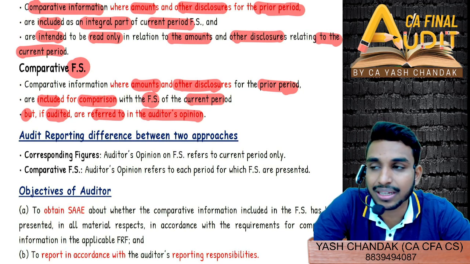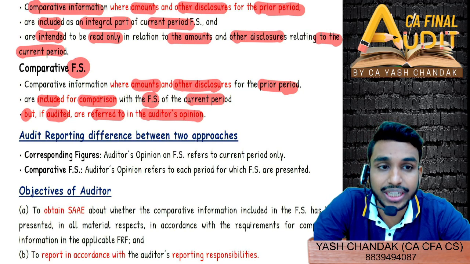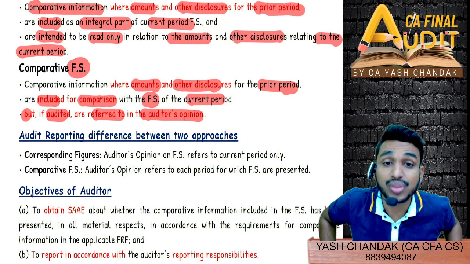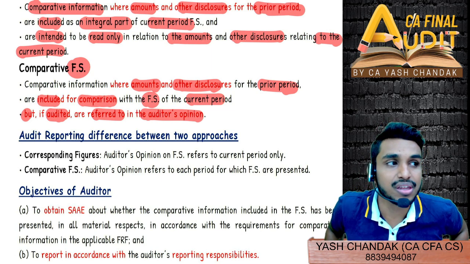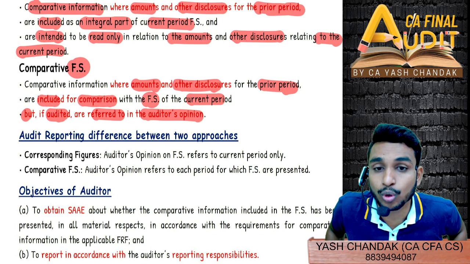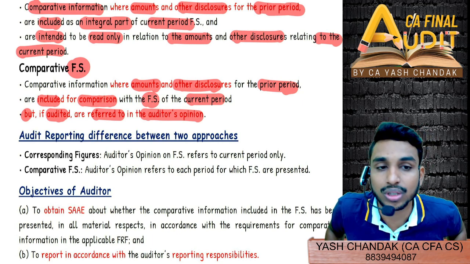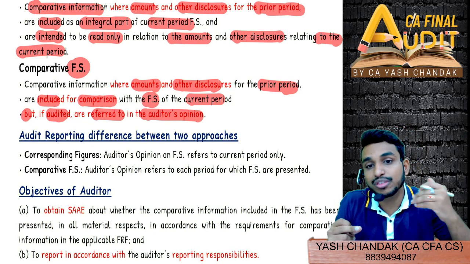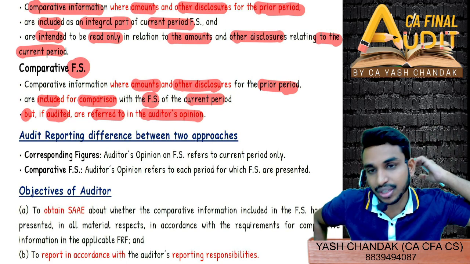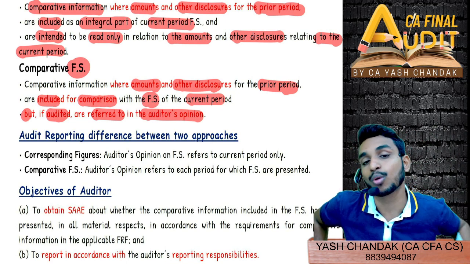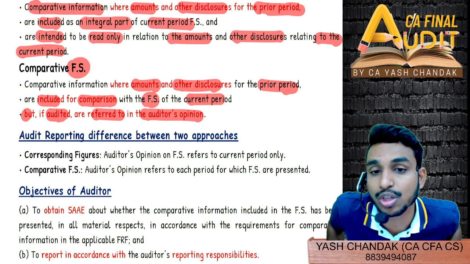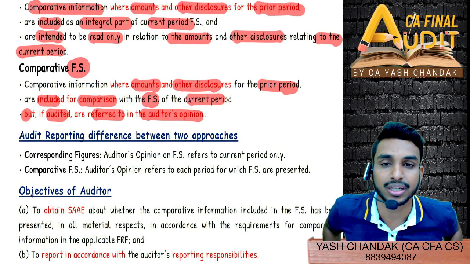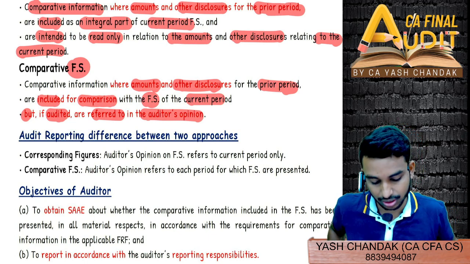So "if audited" is a big term. We generally do audit of comparative FS if we find certain misstatements in the prior period, and we communicate the same to the management and let them know, okay fine, please let auditors also know about the communication about the material misstatement. And if management does not rectify the same, then we will have to express our opinion on the current period as well as the prior period financial statement. So that is the difference between comparative and corresponding figure. So in comparative financial statement, you also express your opinion on current period as well as the amounts and other disclosure for the prior period.